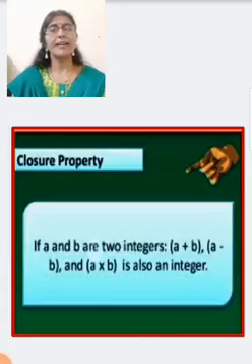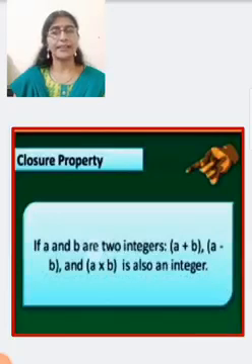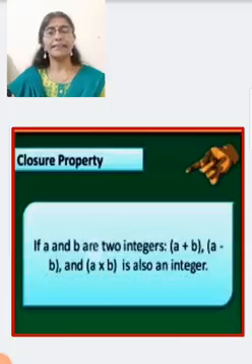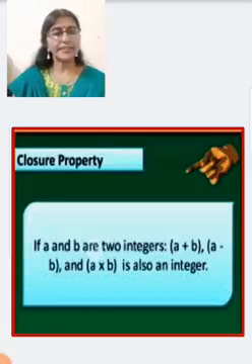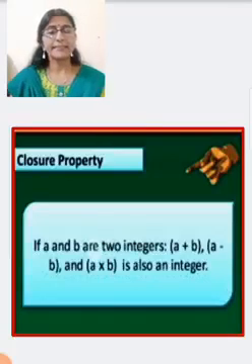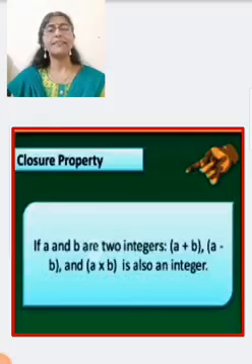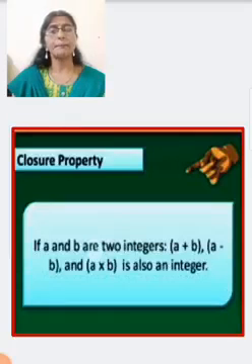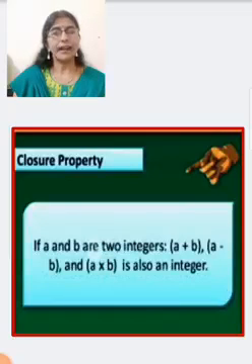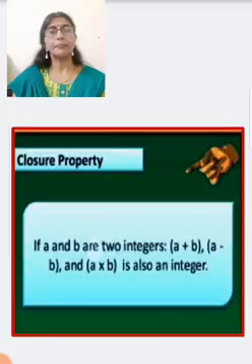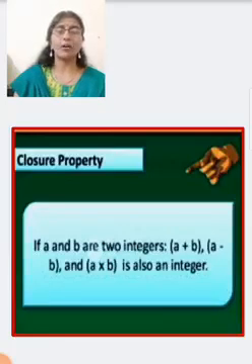You have learned about closure property for addition and subtraction of integers. In that we have learned that when a and b are two integers and they are added, their sum is also an integer, and when we subtract them, a minus b, their difference is again an integer. Same way, today we will see when two integers are multiplied, whether their product is also an integer or not.